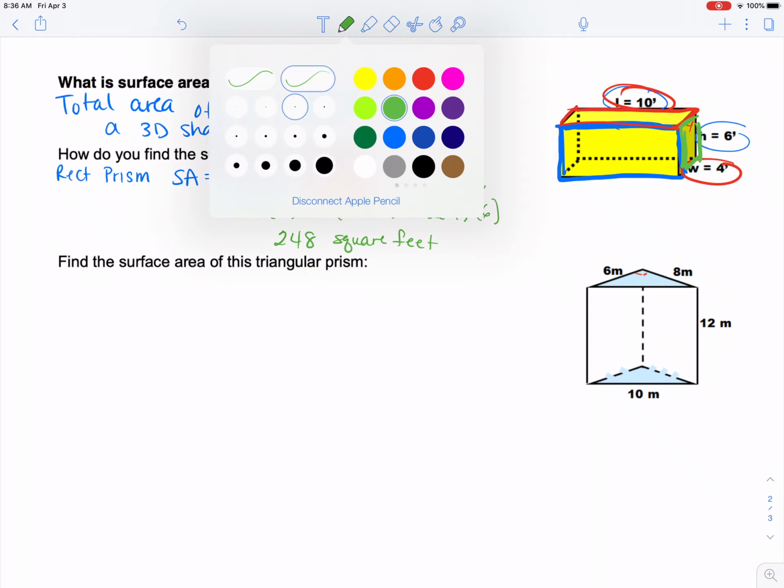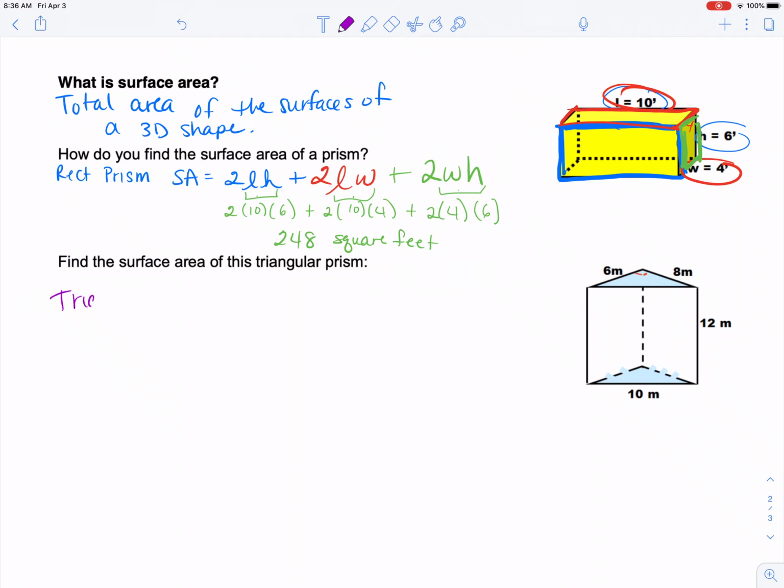For a triangular prism, when you're getting the total surface area, you need the area of one of the triangles on top, which would be 1/2 base times height, which actually is on the formula sheet. And then there's 2 of them. So the top and bottom, you would times that by 2, which is actually just base times height. So we start by doing base times height to get the area.